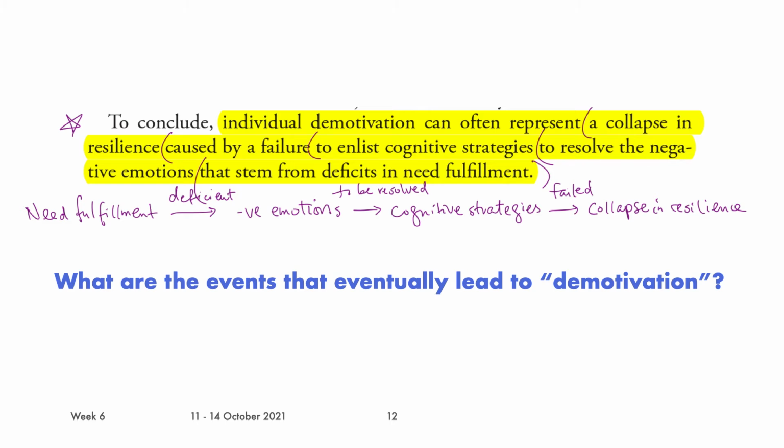To conclude, individual demotivation can often represent a collapse in resilience caused by a failure to enlist cognitive strategies to resolve the negative emotion that stem from deficits in need fulfillment. So if you just read this sentence, it is very difficult for you to decipher what it is about.